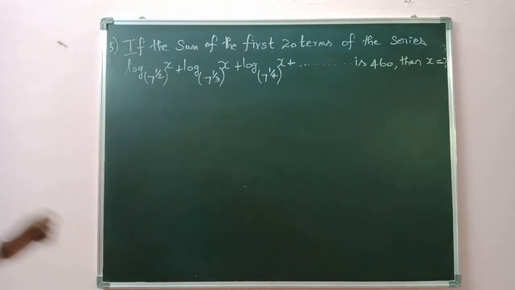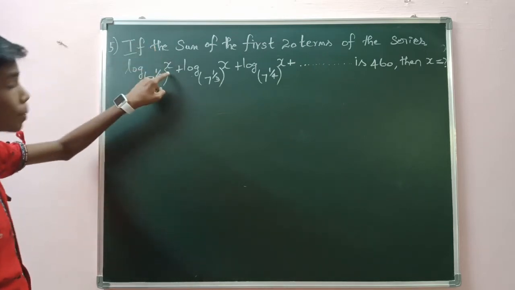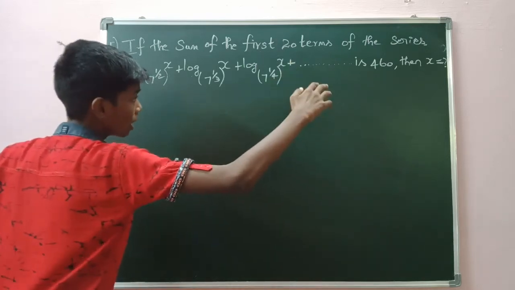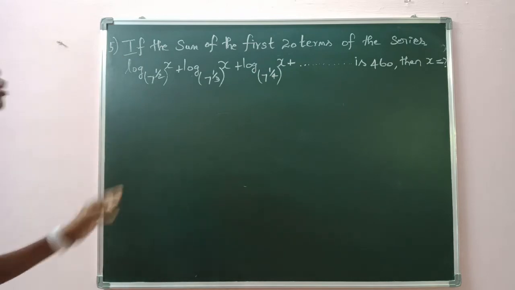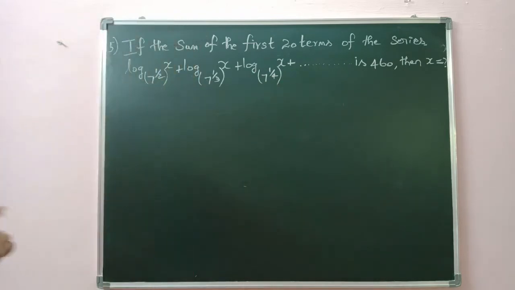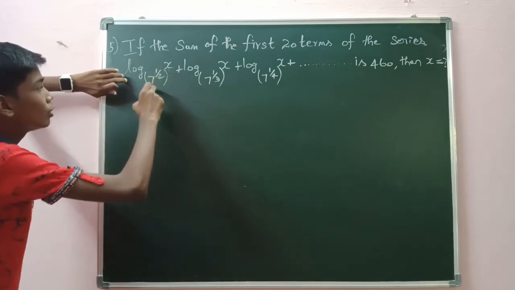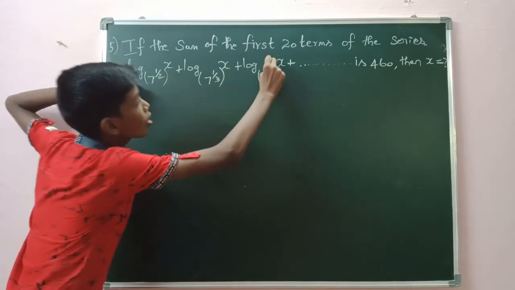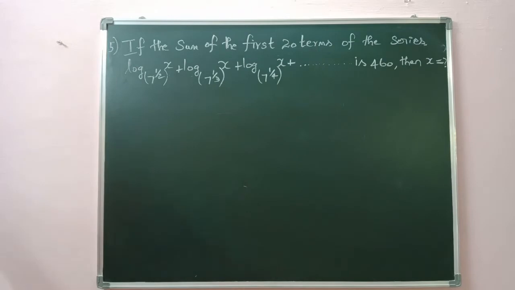Our next question is, the sum of first 20 terms of the series log to the base 7 power 1 by 2 of x. Guys, this is not power of x, it's of x. Plus log to the base 7 power 1 by 3 of x plus log to the base 7 power 1 by 4 of x, and all the way up to 20 terms is 460. Then find the value of x. I will repeat once again, guys. It is log of x to the base 7 power 1 by 2. This is log of x to the base 7 power 1 by 3. It is log of x to the base 7 power 1 by 4, and it's going up to 20 terms. That is your 460. Then they are asking find the value of x.